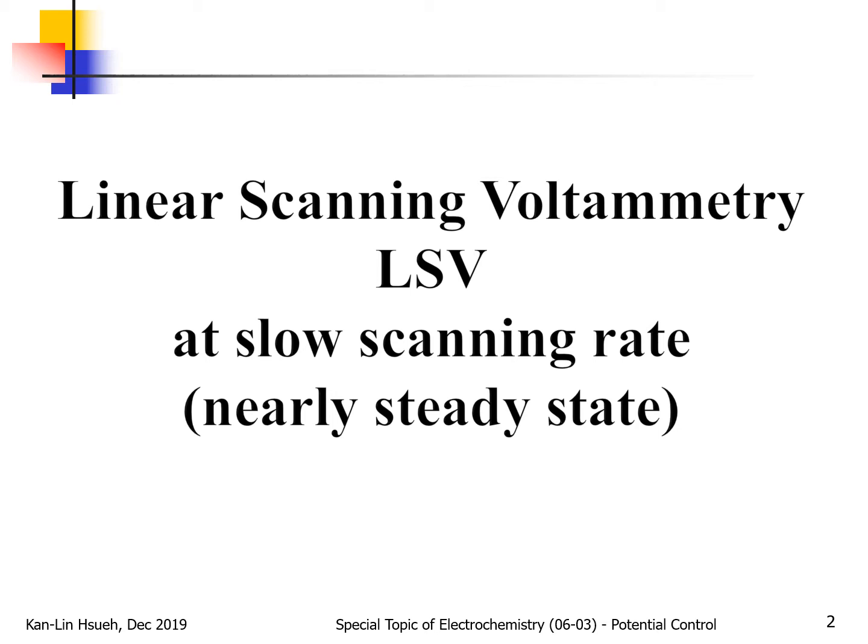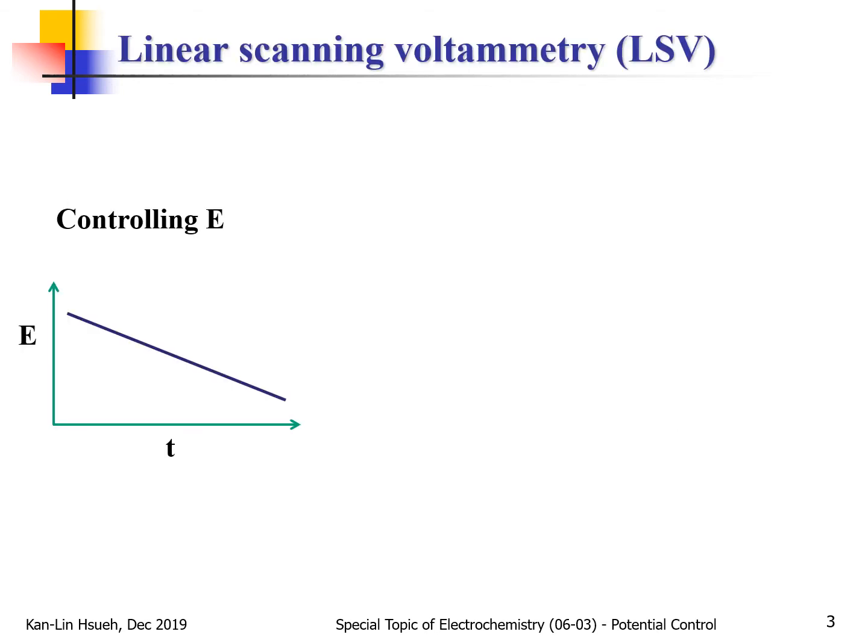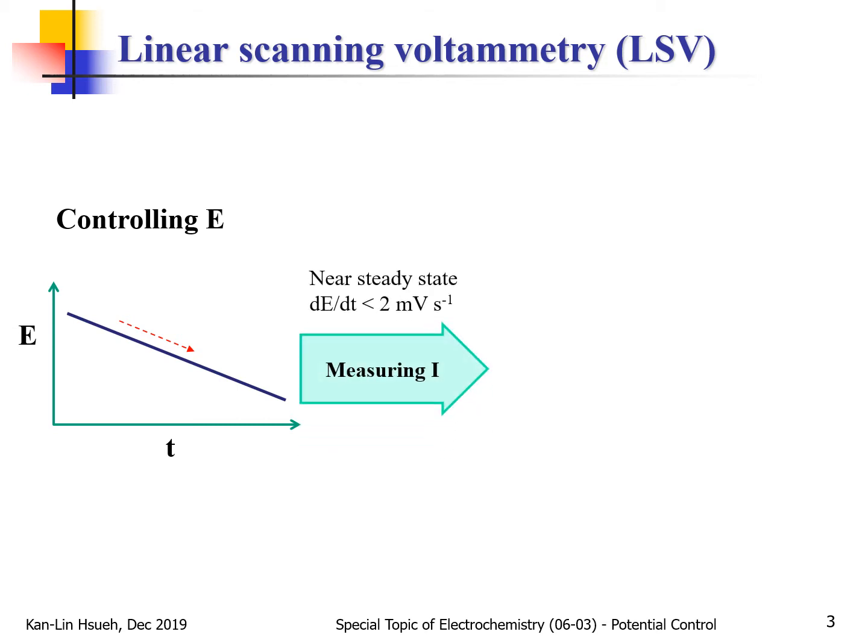But I want to emphasize over here that this scanning is at a low scanning rate. So that means whatever we measure is nearly a steady state condition. The potential is scanned linearly from one potential to the other. We control the potential, and then we measure the current I. But the potential change is very slow, that means dE/dt is less than 2 millivolts per second, a very slow scanning rate.